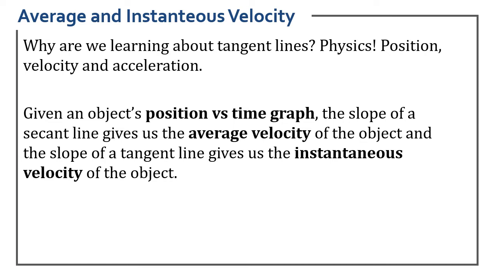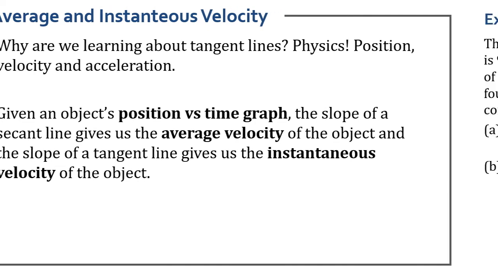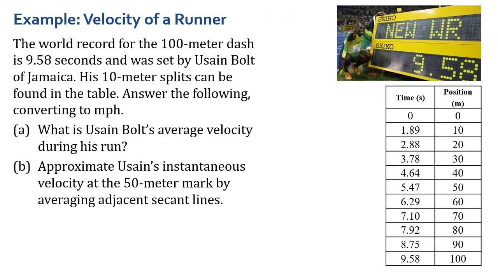Let's look at this in a real-life application. Example, velocity of a runner. The world record for the 100-meter dash is 9.58 seconds and was set by Usain Bolt of Jamaica. His 10-meter splits can be found in the table. Answer the following, converting to miles per hour.